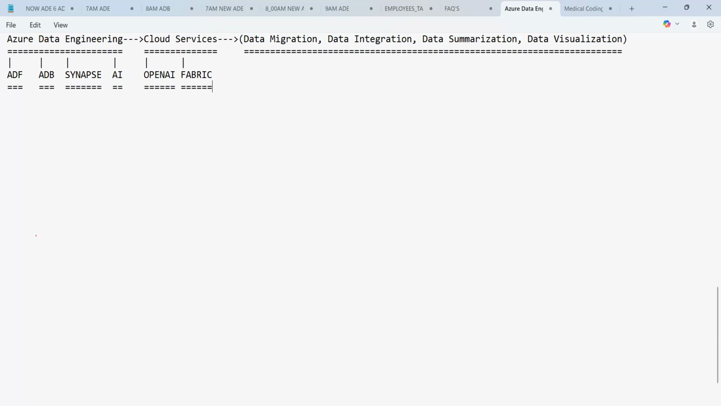Now when it comes to this whole process, guys, where does it start from, everyone? The whole process starts from data. Data means what, guys? Information. Without the information, you cannot work here.